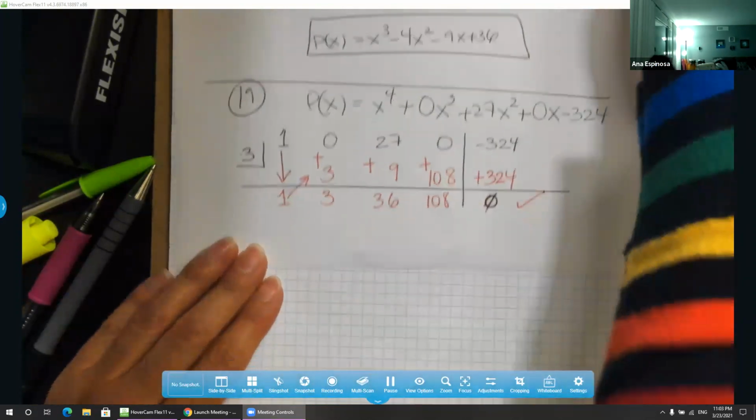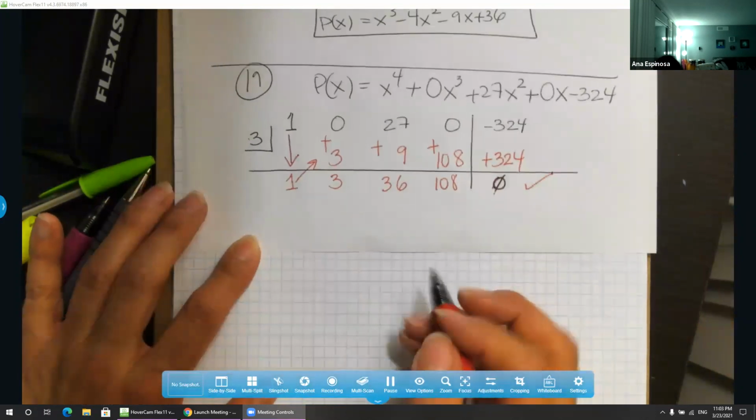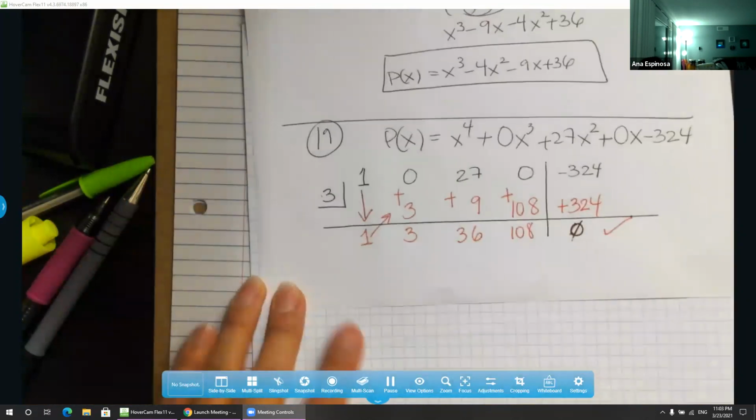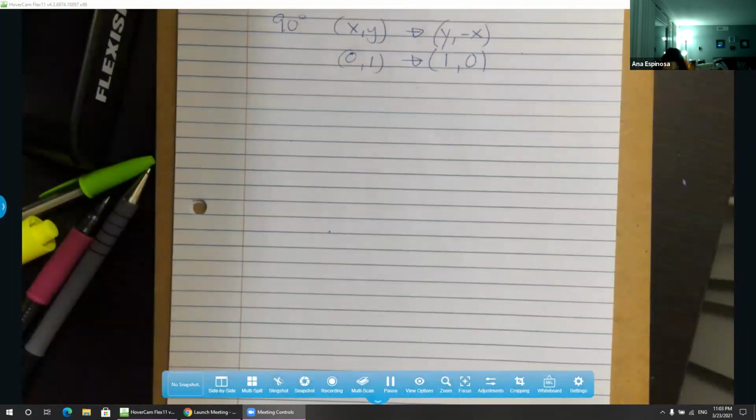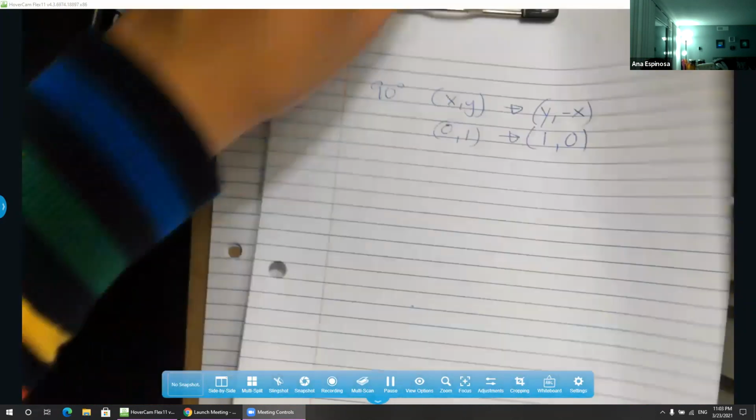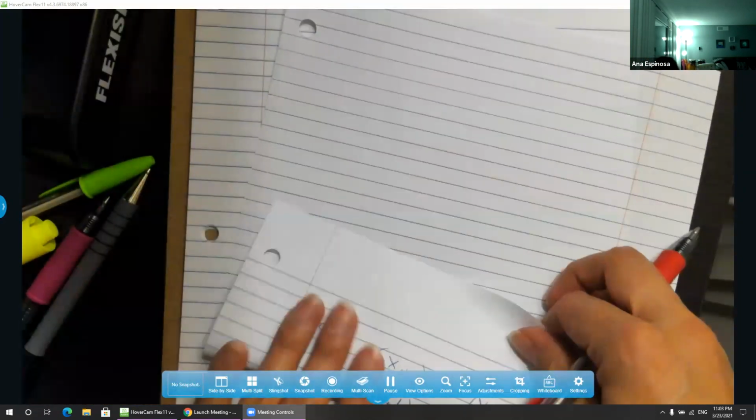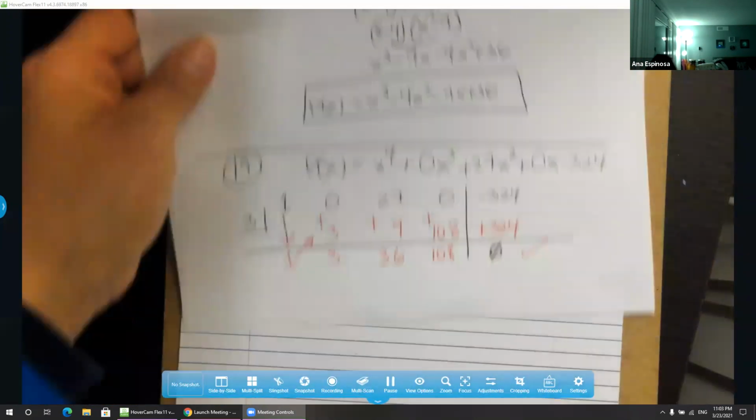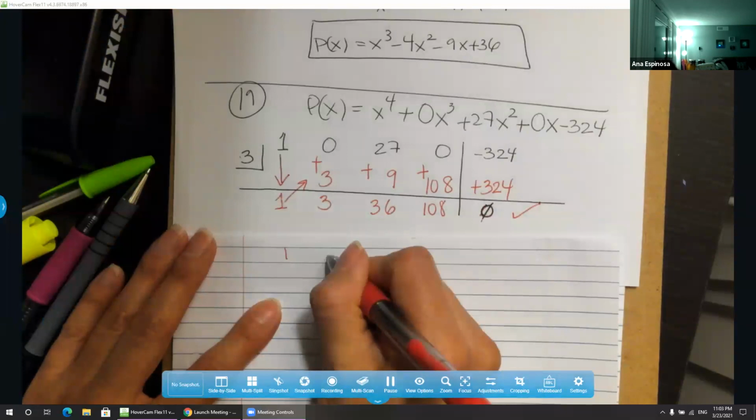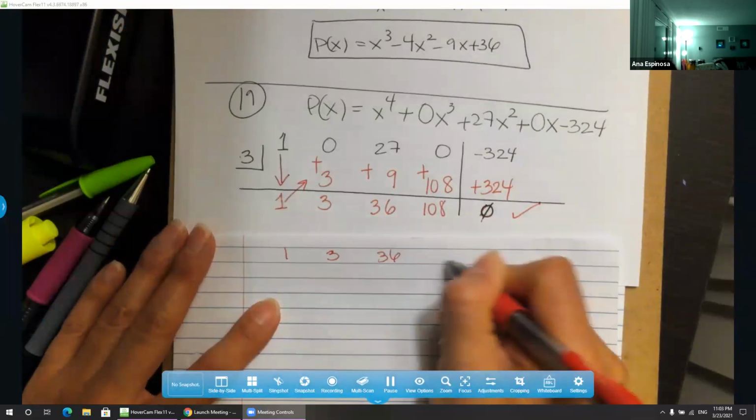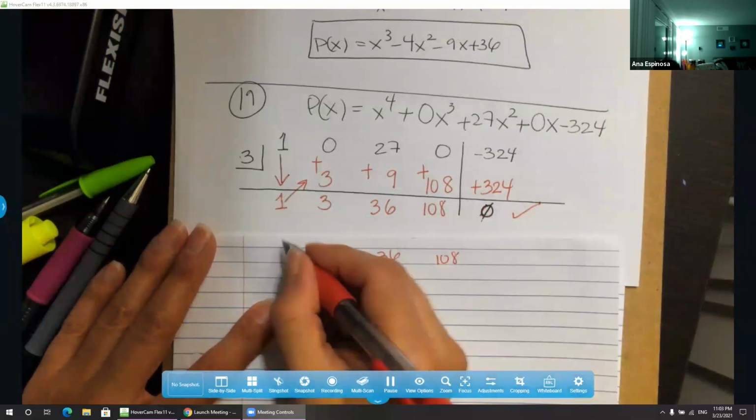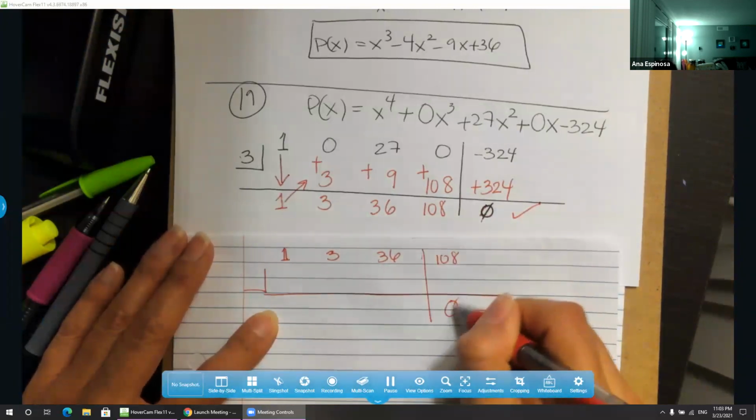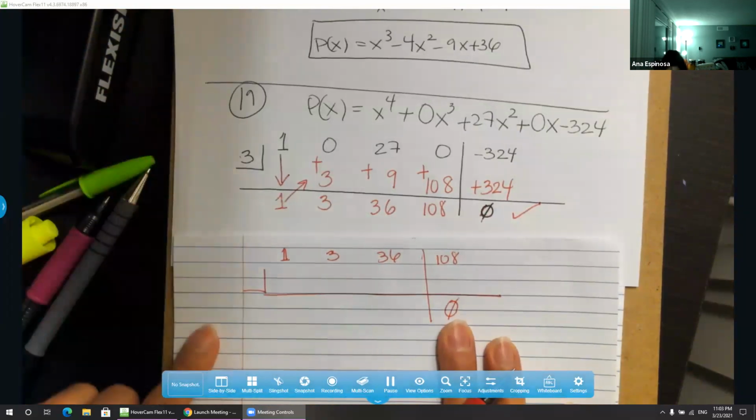Okay? So I'm going to take this again. I'll continue it here. Okay, so I'm going to take this again. 1, 3, 36, 108. I don't need this 0. And then in the box, I'm going to write the other number. This means that this also has to be a 0. So I used a 3. And I'm going to use a -3.